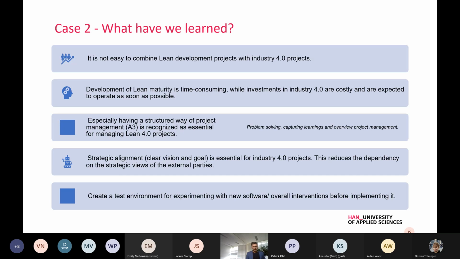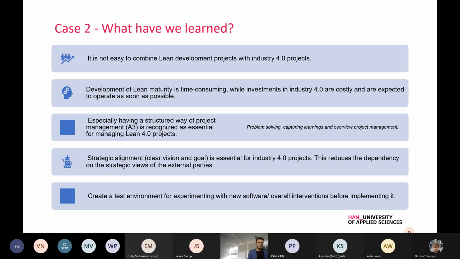And their manager said that it really is helpful for employees to develop a certain level of problem-solving capabilities related to these new technologies. For example, he stated that the use of A3 methodologies might be a way to teach employees a structured way of how to improve projects, and that a clear strategic alignment and a clear vision of goals is essential for improving and investing in Industry 4.0 technology and projects. Also, because a clear strategic view decreases the dependency on the strategic views of external parties.